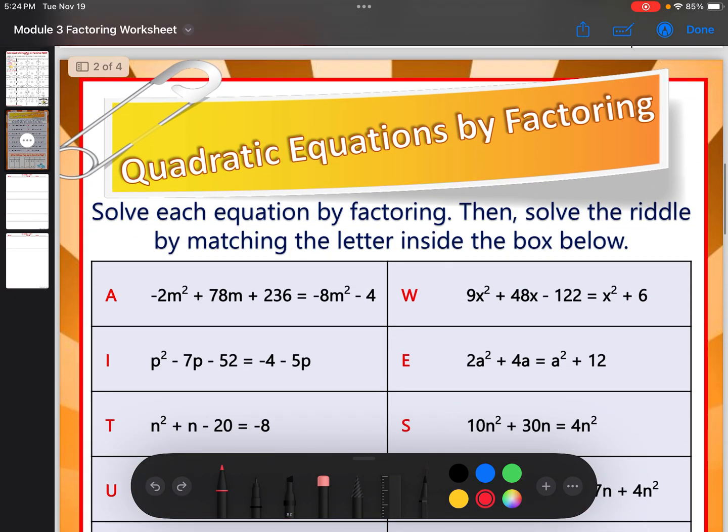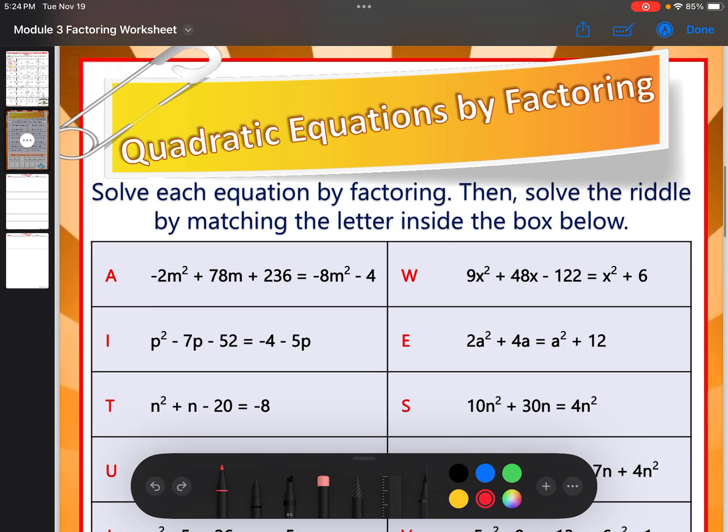Now on the next page is where things get a little tricky. So you're going to solve each equation by factoring, then solve the riddle by matching the letters inside the box. These ones are more challenging, so you might want to look back at some of the old videos in the notes, but I'm going to show you how to do example A, okay?